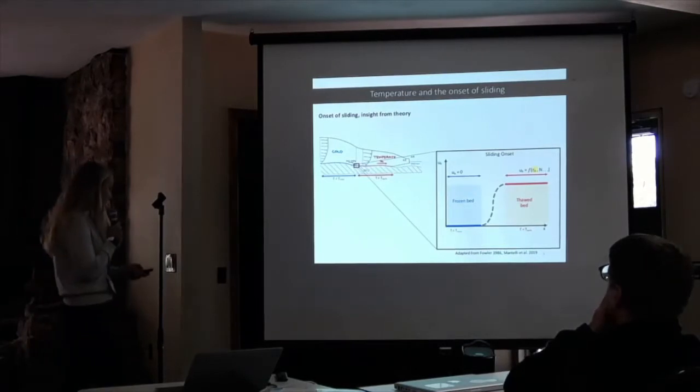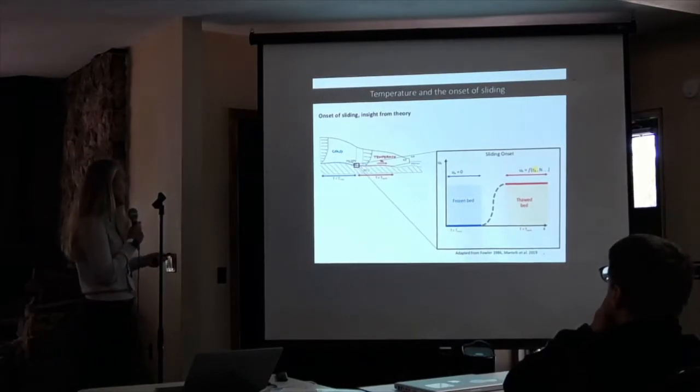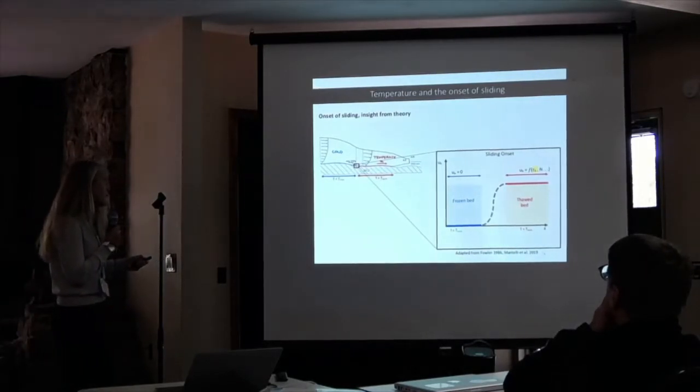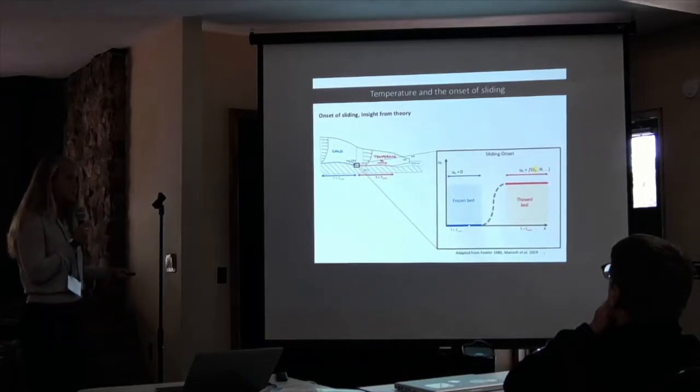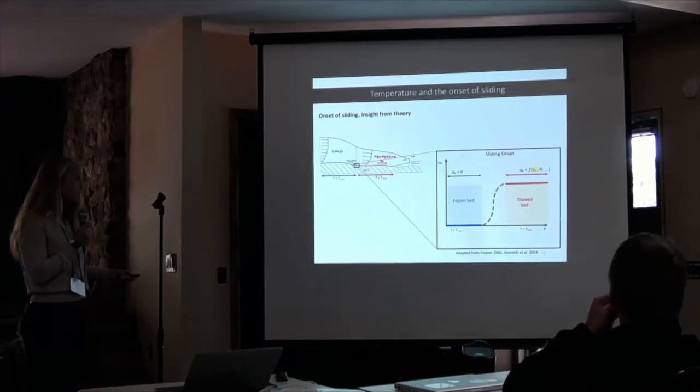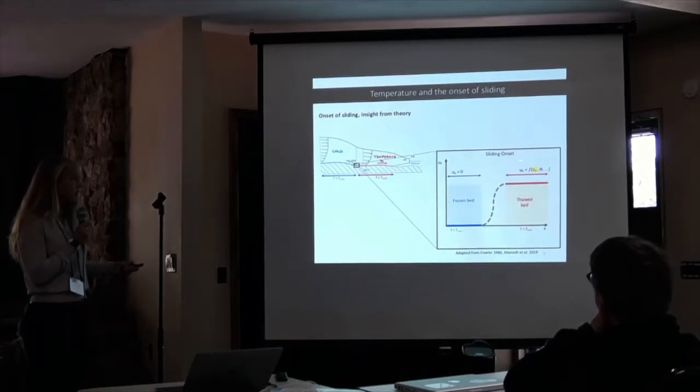So let's zoom in now to this region right here, where the sliding begins. And we know that below this, where the temperature is below the pressure melting point, the bed is frozen, and there's no sliding. At pressure melting point, you have a thawed bed, and there's sliding, which depends on basal friction, among other things.